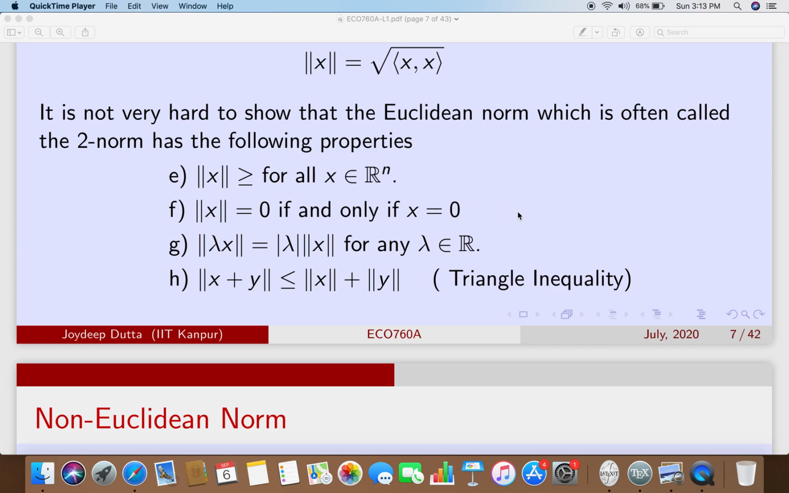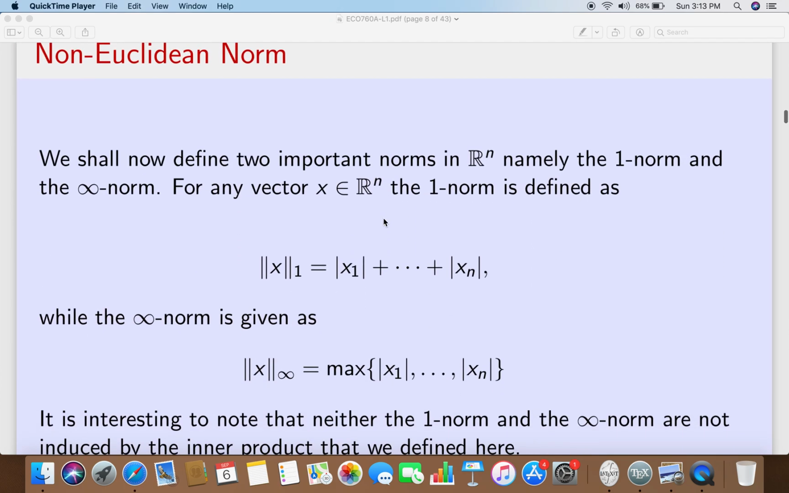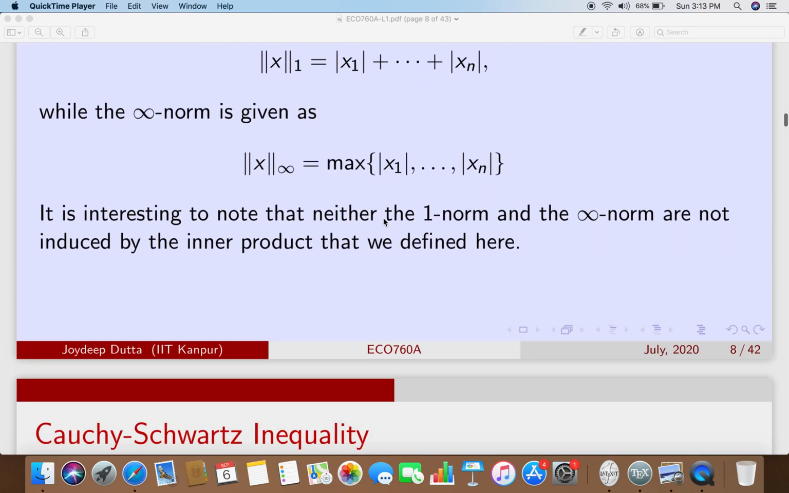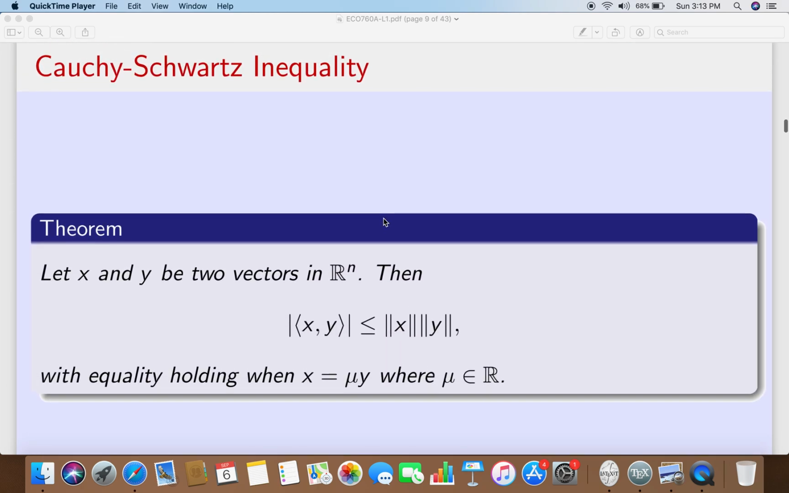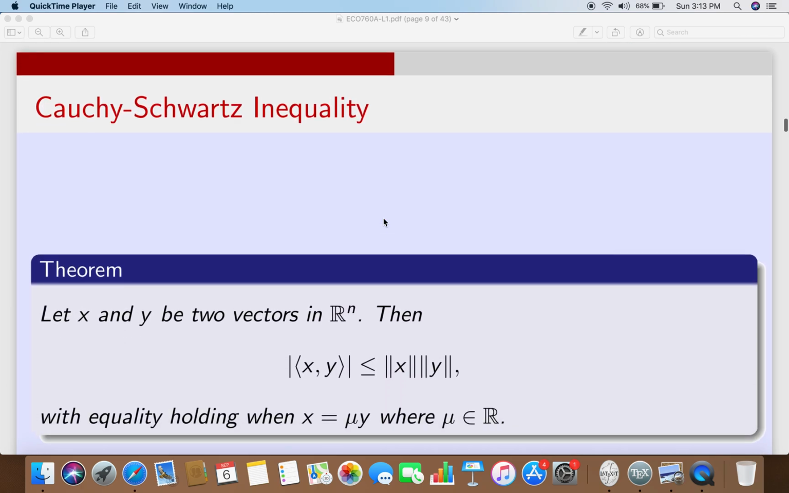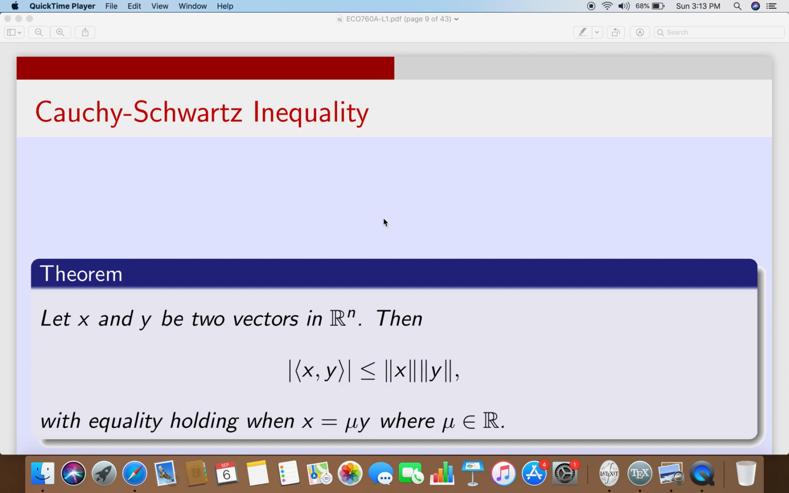Now this triangle inequality is the only part of these properties of the norm which cannot be so easily shown from the definition. So if I can't show it from the definition, there must be other ways to do certain things. The Cauchy-Schwarz inequality is the path by which we can move. It says that if you take any two vectors in Rn, then the absolute value of the inner product is less than the product of their individual Euclidean norms.